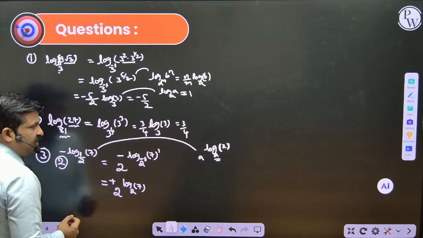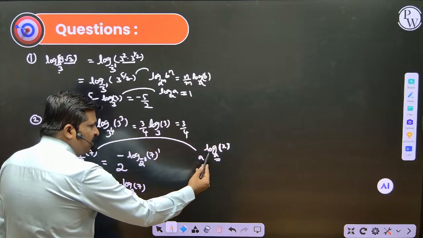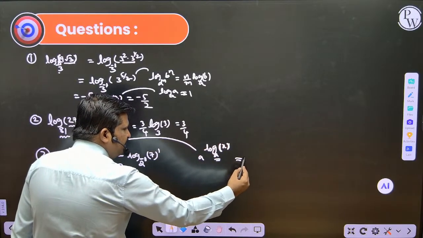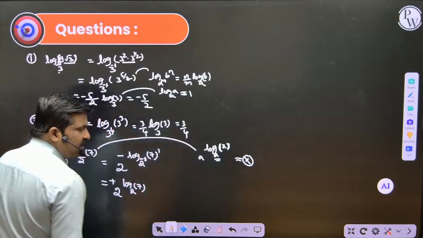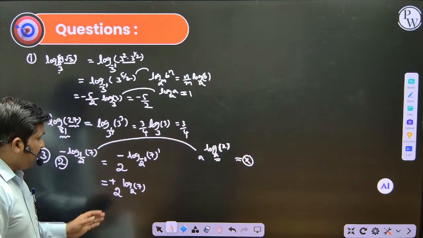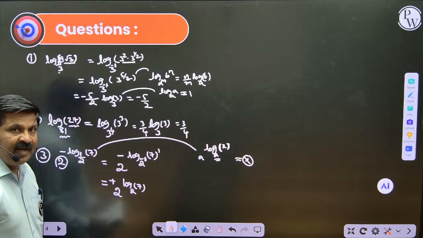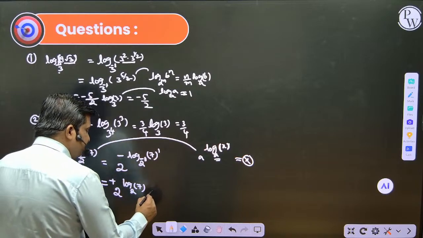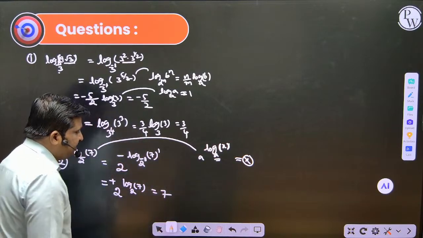But as you know, a power of log base a x value is always x. So that's why its value is 7.